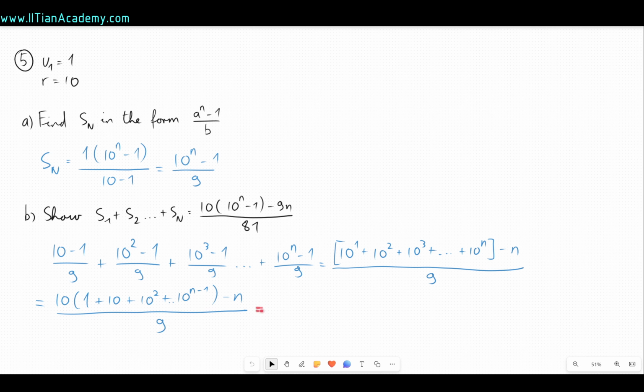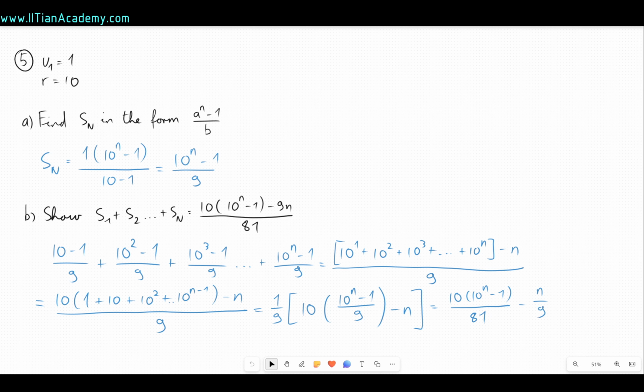So this will be equal to, we can just bring out the 9 to the front as it's divided by everything, so we don't need to write down this massive fraction. So it'll be 1 over 9 times 10 times this sum, so (10 to the n minus 1) over 9. And then we still have the minus n. And what we can do now is distribute the 9. So we'll have 10 times (10 to the n minus 1) over, well, 9 times 9, which is 81. And then we have minus n over 9.